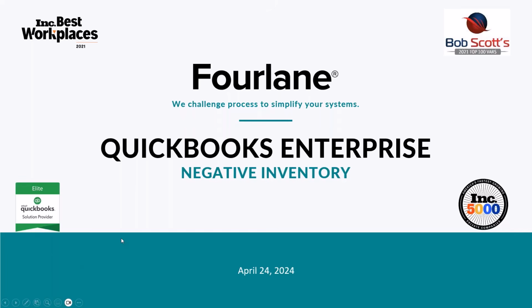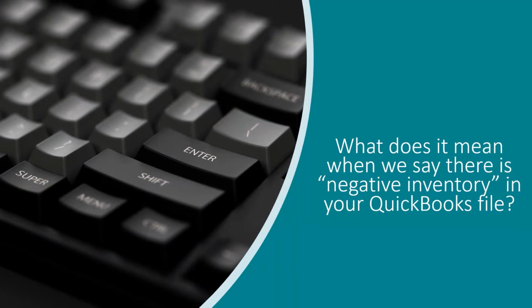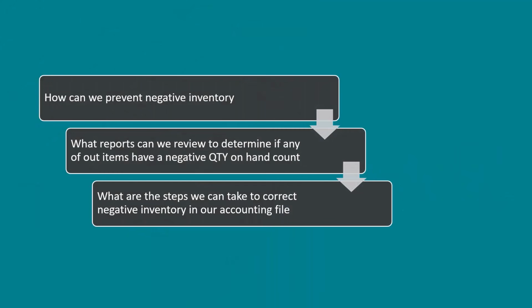So for today, I'm going to focus on negative inventory. I'm going to talk about what it means when we say there's negative inventory in your QuickBooks file, how negative inventory is created and how we can prevent it. We're going to look at some reports to review and determine if any of our items have negative quantity on hand. And then we're going to go through some steps of how to correct that negative inventory in our accounting file.